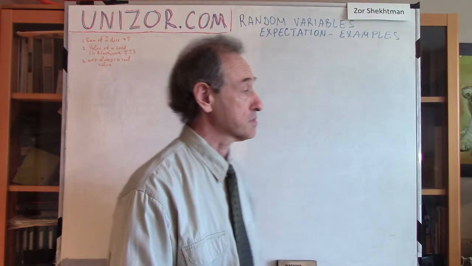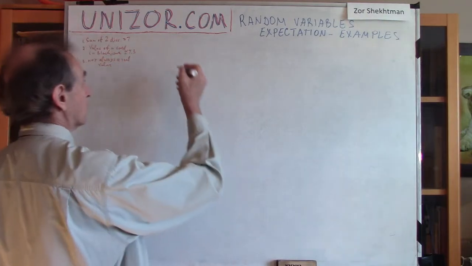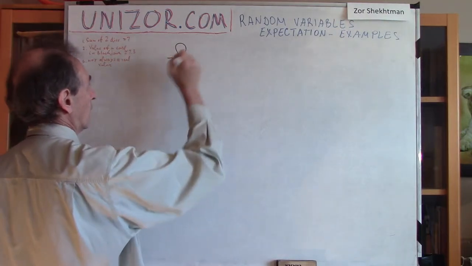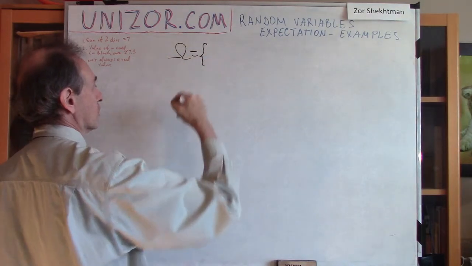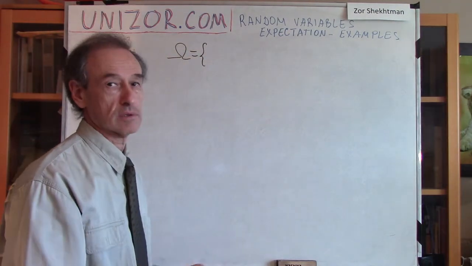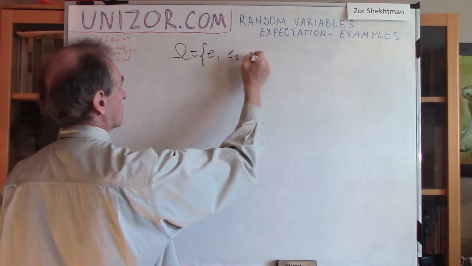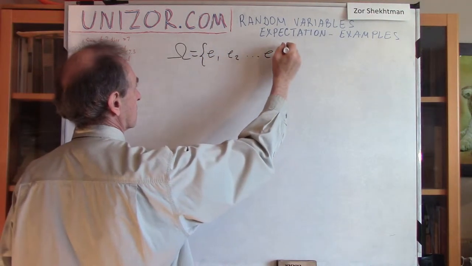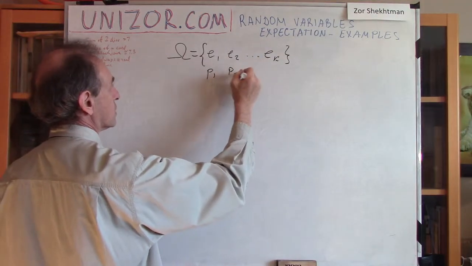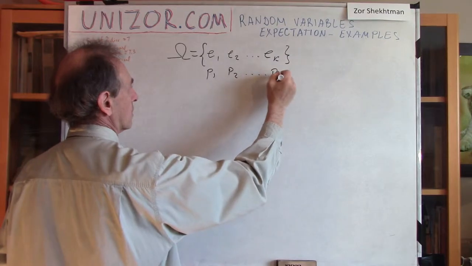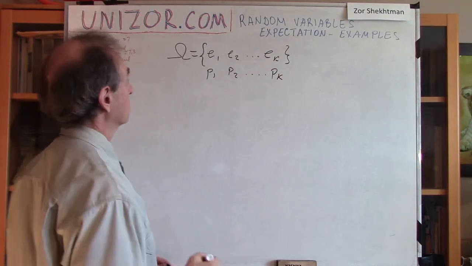of the expectation for the random variable. Let's consider we have a set of elementary events which can happen as a result of a certain random experiment. And these elementary events are like this. And each of them has a certain probability associated with it. Obviously, the sum of these probabilities is equal to 1.